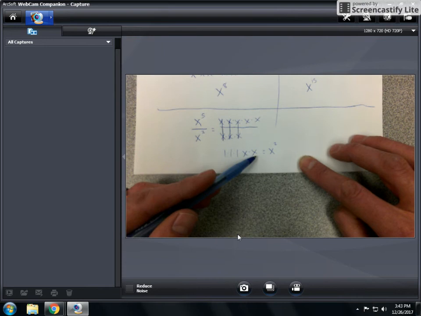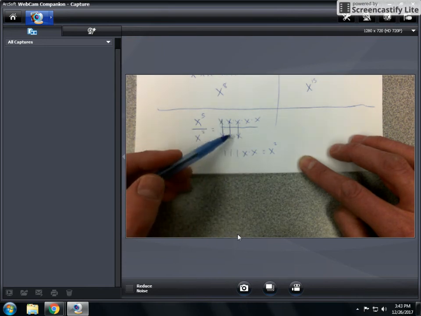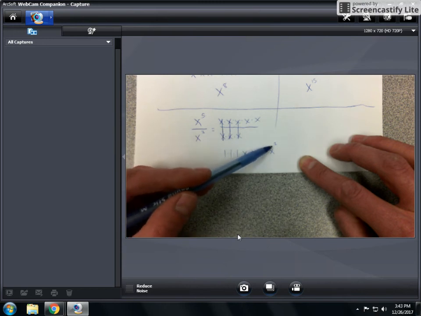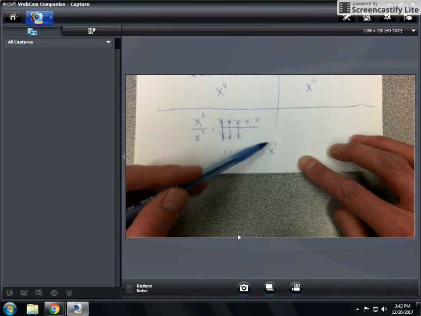Got 2 x's left over. Because these, I say cancel away, they're not really canceling. They're dividing to 1. But we can cross them off as 1. The shortcut then is if you have 2 powers being divided, we can subtract the exponents. 5 minus 3 is going to give us 2. So that's the shortcut that we can take for that.